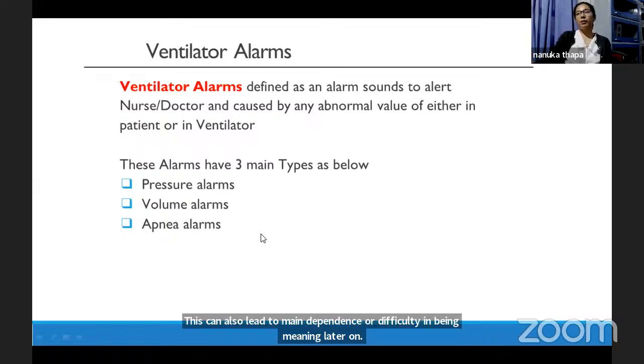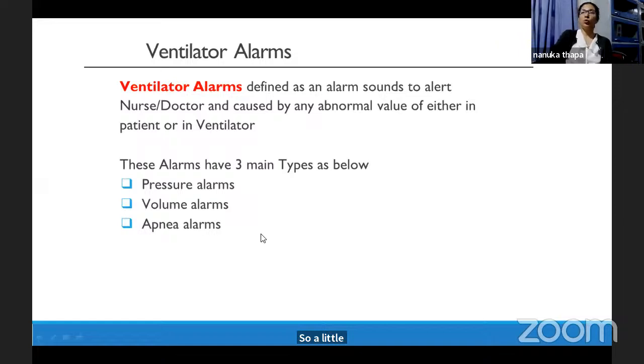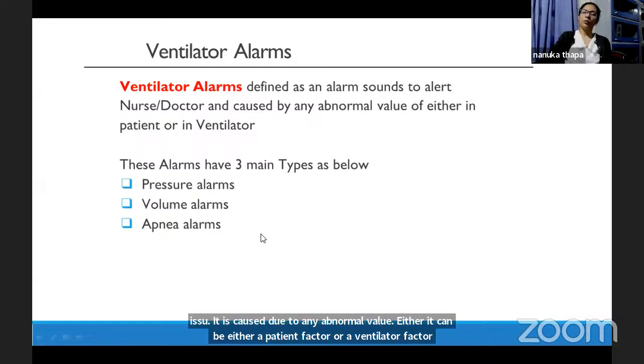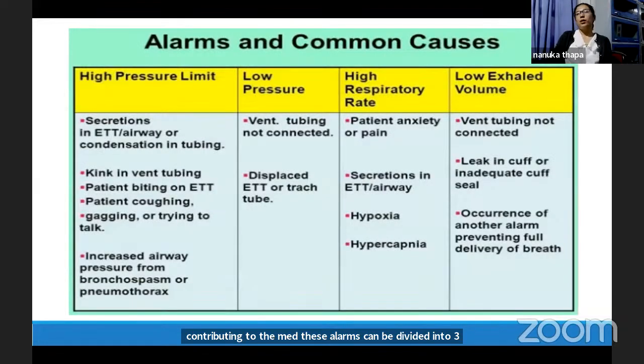So a little bit about ventilator alarms. Ventilator alarms are alarm sounds to alert the staff of the ICU. They are caused by any abnormal value. It can be either a patient factor or a ventilator factor contributing to the alarm. These alarms can be divided into 3 types: pressure alarms, volume alarms, and the third one, apnea alarms. Here we are going to see the most common causes of alarms: high pressure limit, low pressure, high respiratory rate, and low exhaled volumes.